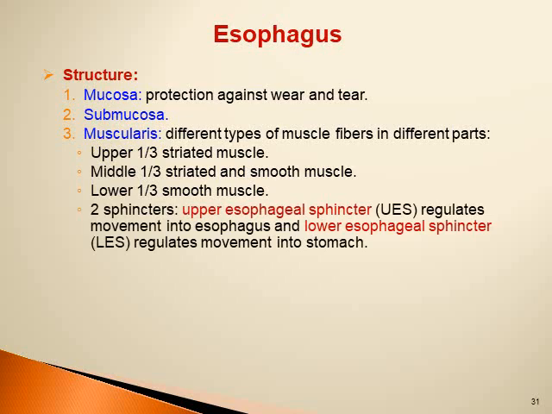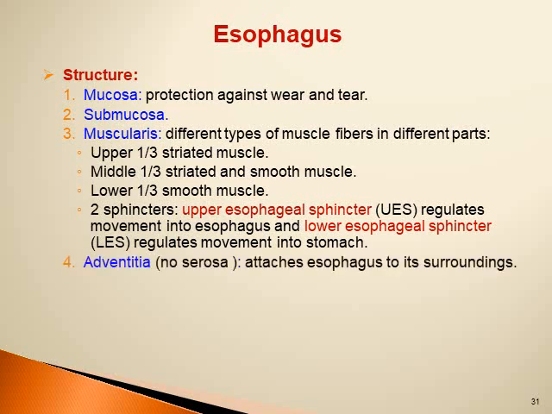The esophagus has two sphincters, an upper esophageal sphincter that regulates the movement into the esophagus, and the lower esophageal sphincter that regulates the movement of food from the esophagus into the stomach. The last layer of the esophageal wall is the adventitia. There is no serosa that covers the esophagus from the outside. It is adventitia, or connective tissue, that attaches the esophagus to its surrounding structures in the mediastinum.